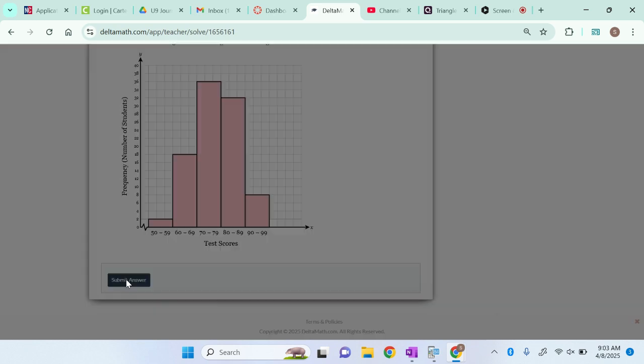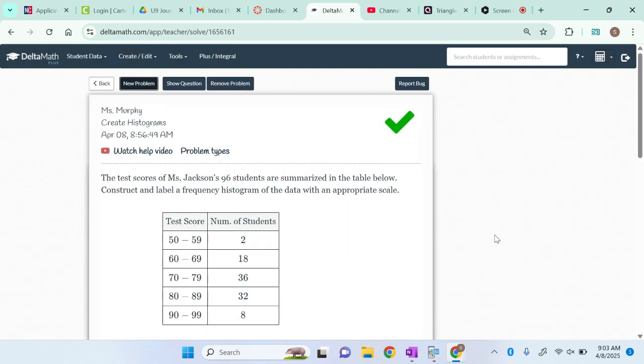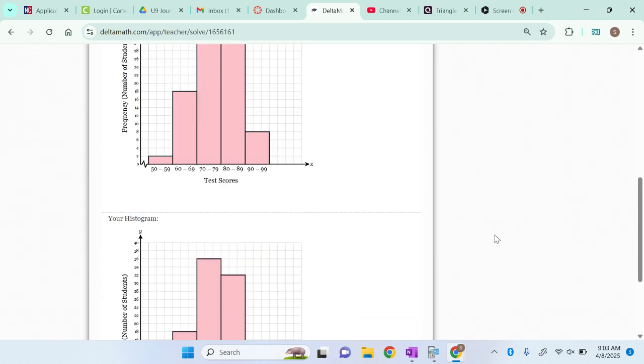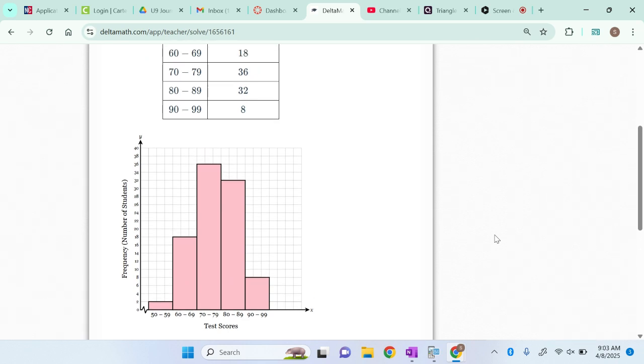So if I click submit, and I'll still have it up for you guys, it should be correct. So again, this should be similar to what your histogram should look like. And again, it doesn't matter how many units your bars are in width, as long as it's bigger than 1 unit. So it has to be at least 2 units over. Any questions on that?